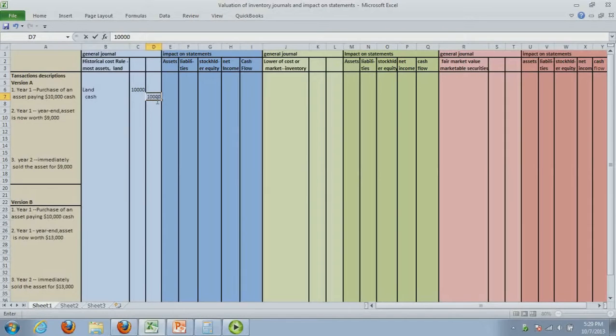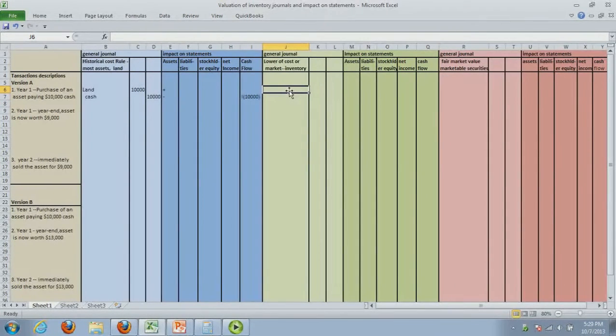And then what's the impact on the statements? Well, buying an asset like land certainly increases assets and also reduces assets. So we have an asset exchange and no other impact on the balance sheet, no effect on the income statement until we sell it at a gain or loss. And we know that our cash, of course, is going to go down. So we have investing as the section and an outflow of cash of $10,000.